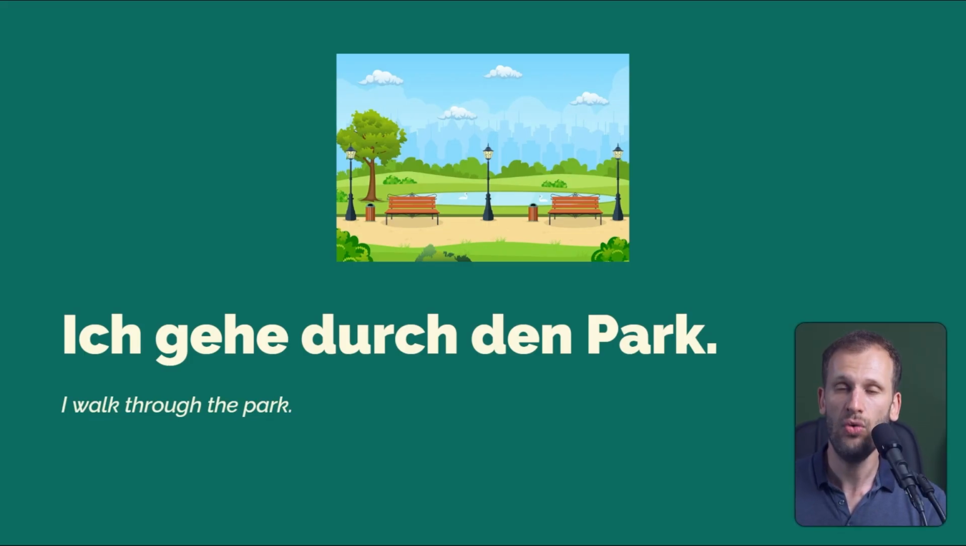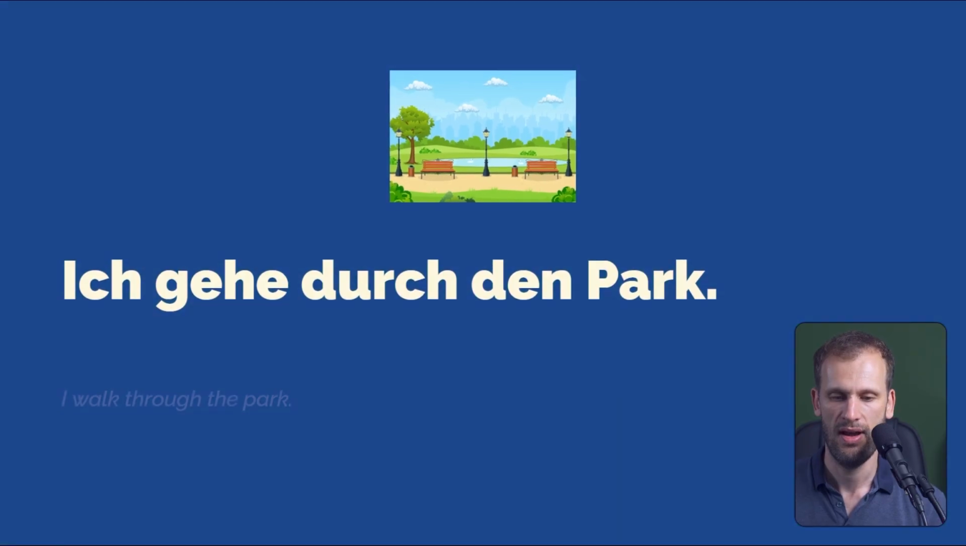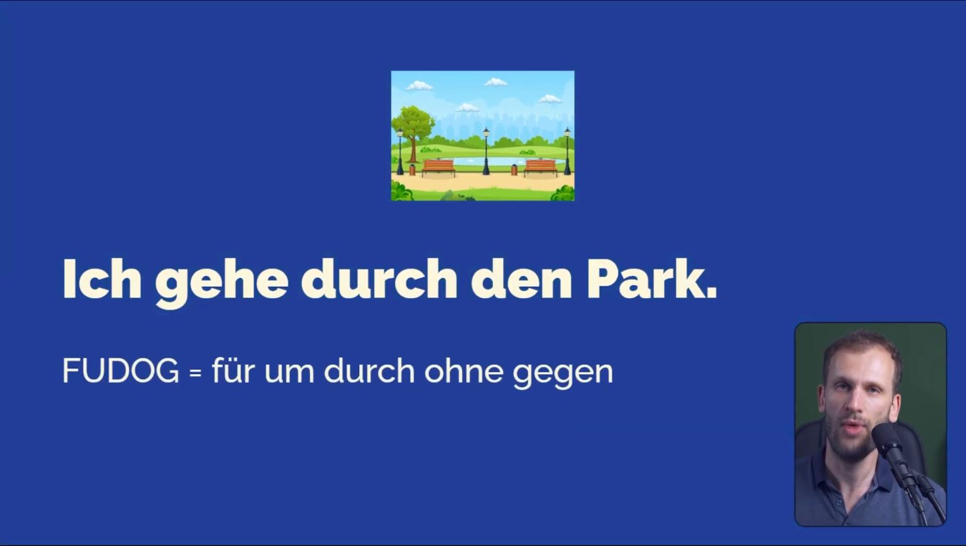Ich gehe durch den Park. I'm walking through the park. So here we have durch. It's the 3rd foo dog preposition. Starts with a D. Durch. So foo dog is not a real word. It's just something that sounds funny. And it stands for the 5 accusative prepositions.